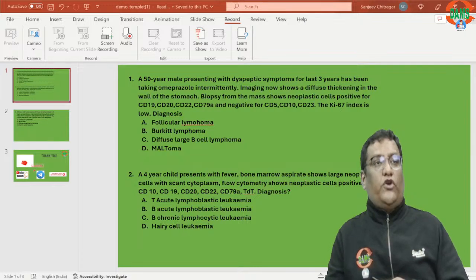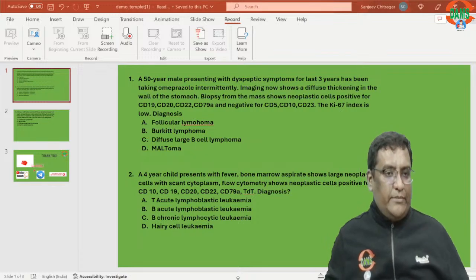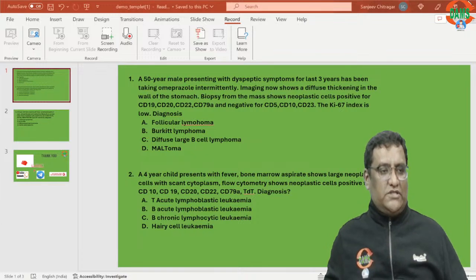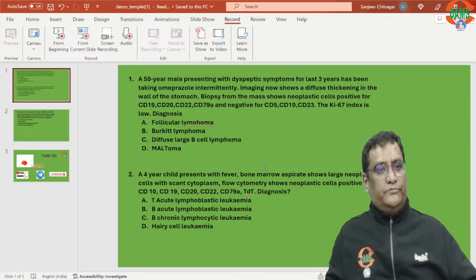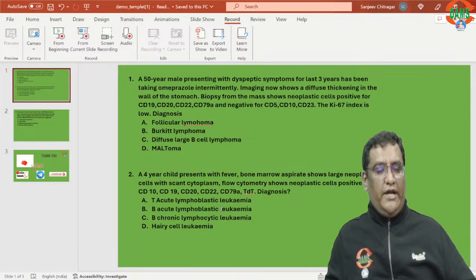Positive for 19, 20, 22, 79A. Negative for 5, 10, 23. Has anybody made a diagnosis? What is your likely diagnosis? What's your likely diagnosis here?